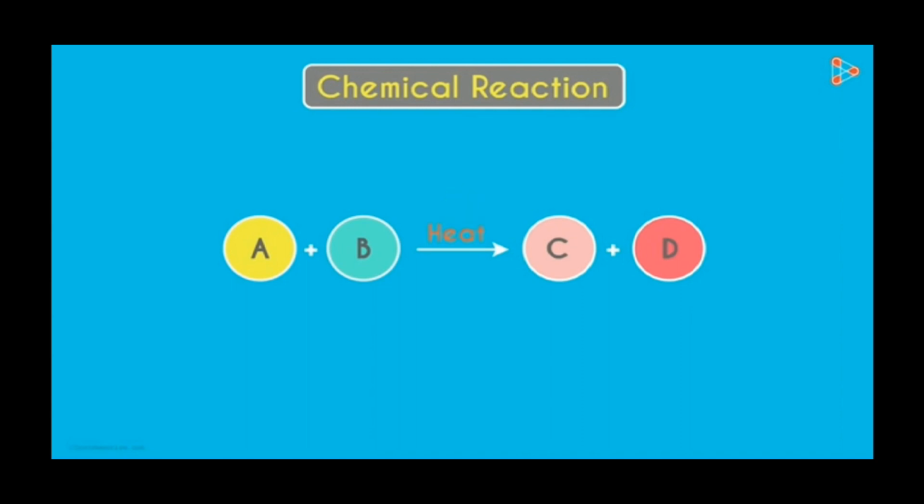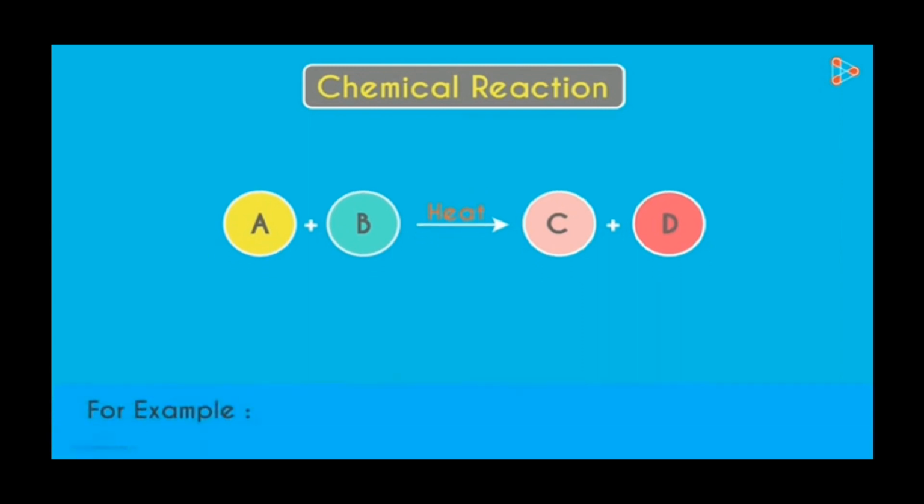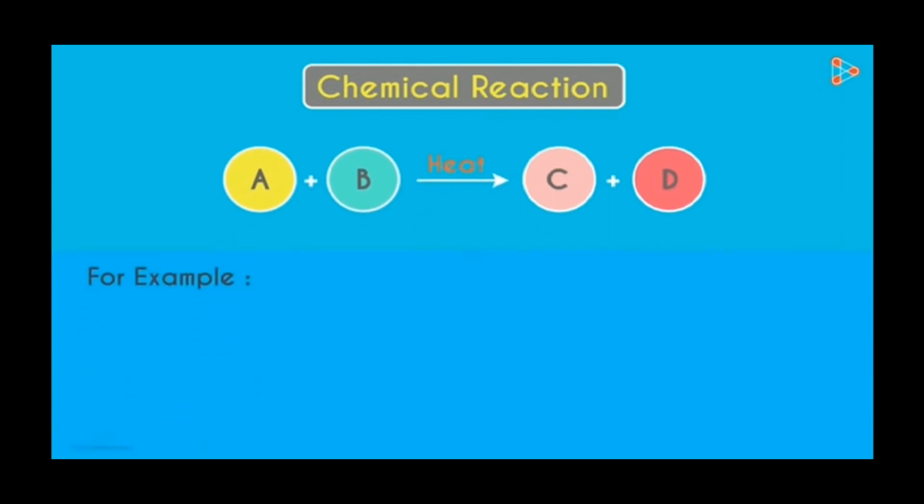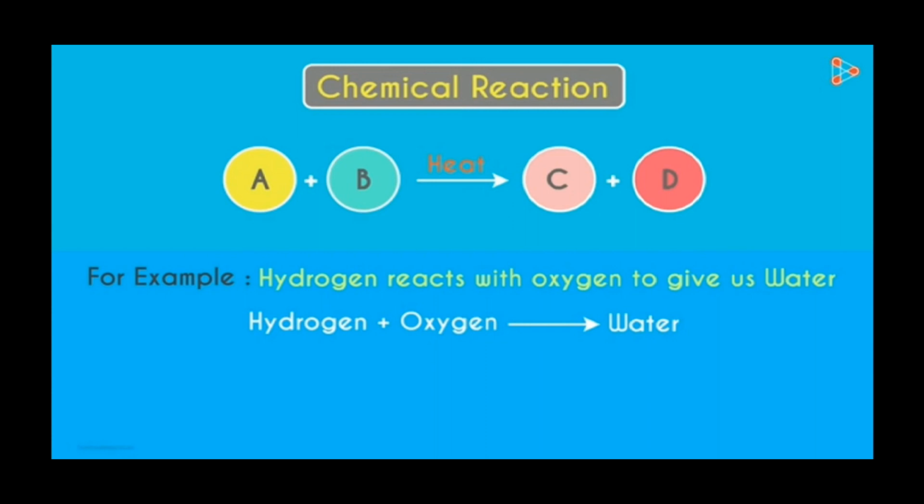The arrow shown is the direction of the chemical reaction. A and B react to give C and D. If any condition is applied, like heat, it will be written as heat above the arrow. A and B react after heat is applied.